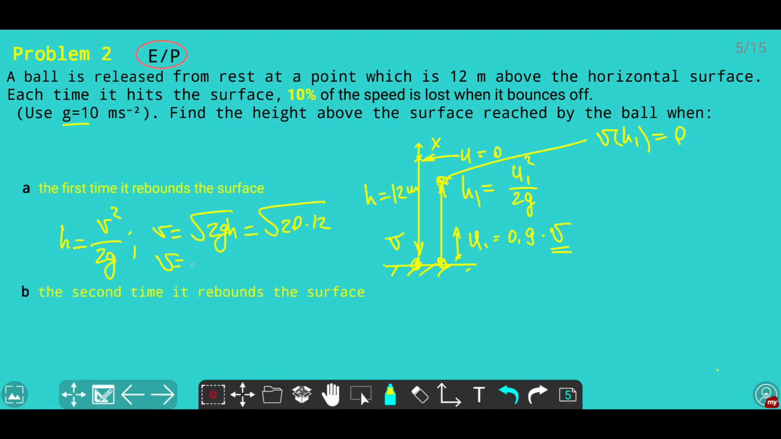All right, so let's use the calculator, and it's going to be 20 times 12 and the square root of that. So I've got around 15.5 to 1 decimal place. It's not stated, so that's why I'll give the answer to 1 decimal place. Let it be 15.5 meters per second. All right, so we've got this value, and that means u1 we can also calculate, because it's 0.9 of that.